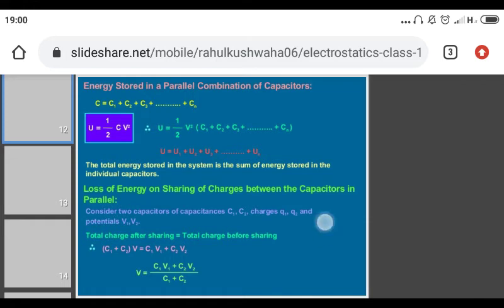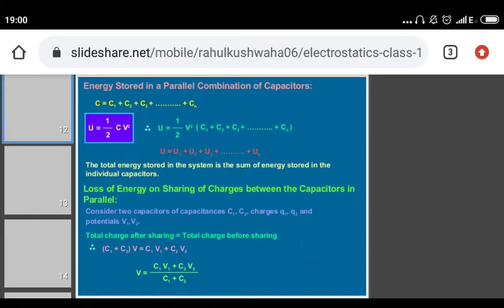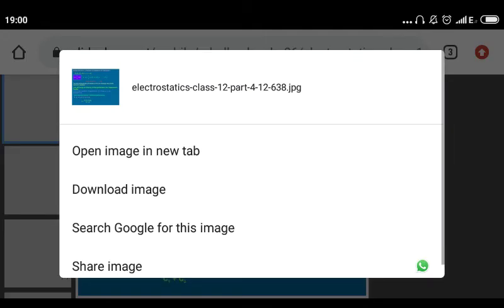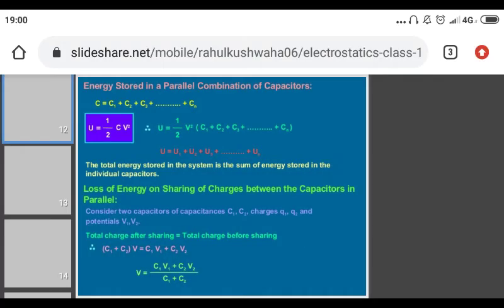So the total charge after sharing is equal to the total charge before sharing. Initially they have charges Q1 and Q2. From the charge conservation principle, no new charge will be created. So total charge after sharing is equal to total charge before sharing. And how did we get these relations? They have C1 plus C2. Therefore (C1 plus C2)V is equal to, what is this?